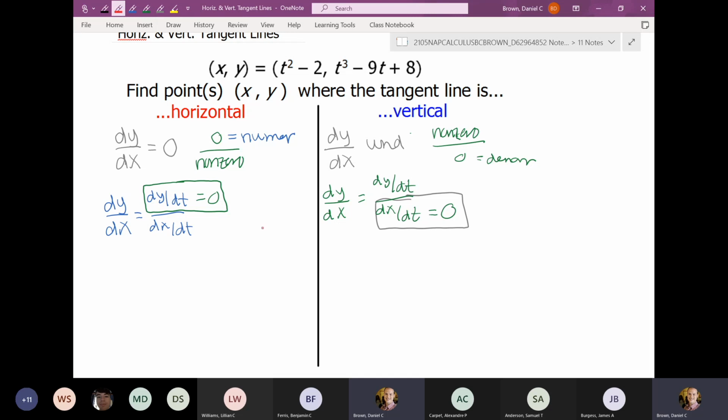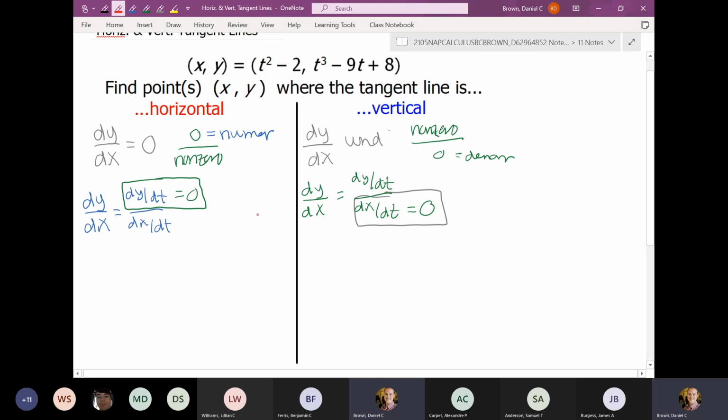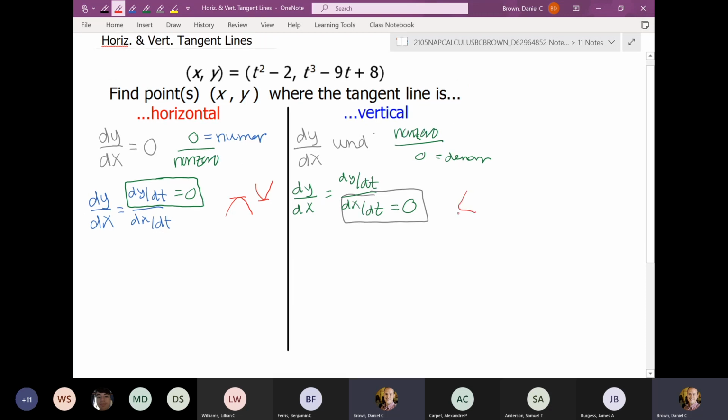A horizontal tangent line typically occurs at a minimum or a maximum. And at that point, when you have a horizontal tangent line, the graph is neither moving up nor moving down. So it makes sense that we would set dy/dt equal to 0. Same thing for a vertical tangent line. You're neither moving to the left nor moving to the right at that instant. So it makes sense that dx/dt would be equal to 0.